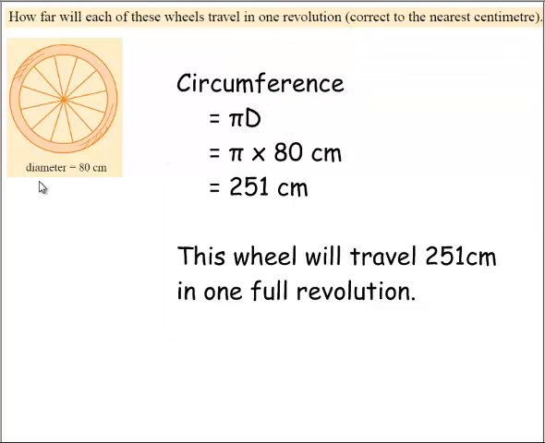Circumference, pi times diameter, because we're given the diameter, pi times 80 centimeters, 251 centimeters. The question asked us something in words, so we need to answer in words and say this wheel will travel 251 centimeters in 1 full revolution.